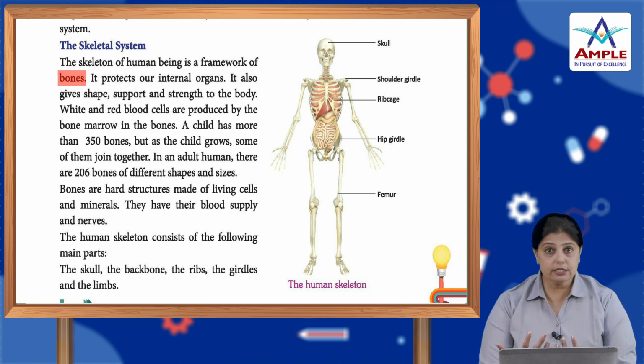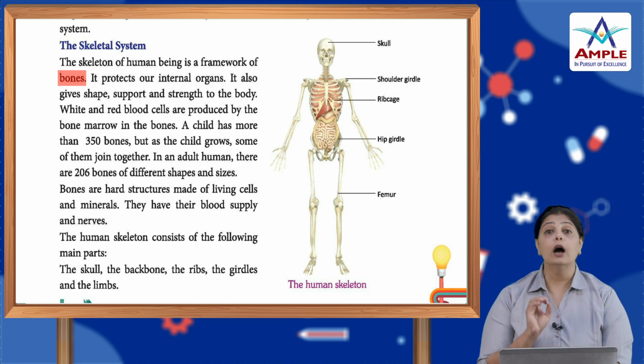There are external organs, the organs that we can see, like eyes, ears, hands, legs. But there are internal organs like the heart, the kidneys, the lungs, the brain, which we cannot see. So these internal organs are protected by whom? They are protected by bones.